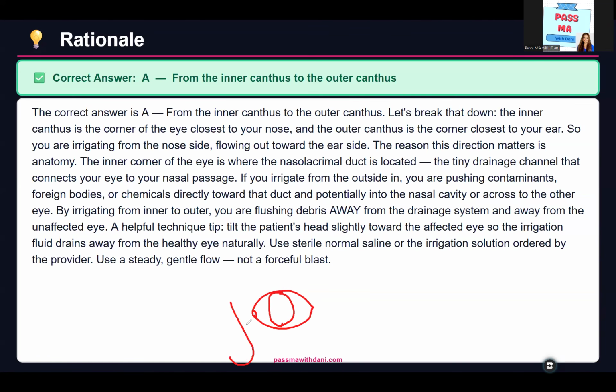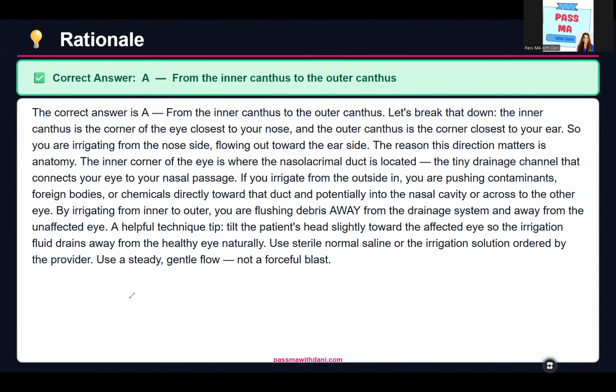We're going to say this is the nose. The inner canthus is going to be the inner portion of the eye. So when we flush, we start from the inner portion and then we make sure that it flows outward. Okay? Start from the inner portion and flow outward. The reason for this being is that we actually do have a duct that's located in that little tiny drainage channel that connects your eye to your nasal passage.